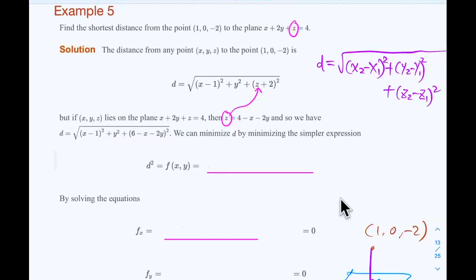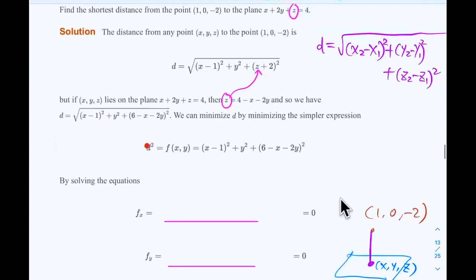Now we want to minimize this. However, the square root makes it a little bit complicated. How about we just square the distance, so I don't have the square root sign? If the square of the distance is minimized, so is the distance. So we're going to minimize d squared instead of d, because the results are equivalent.